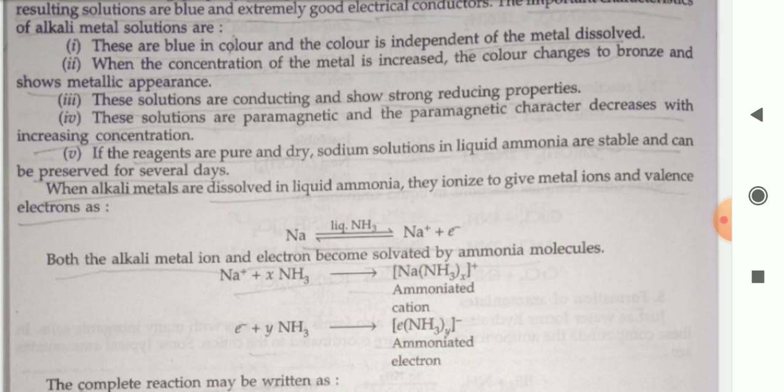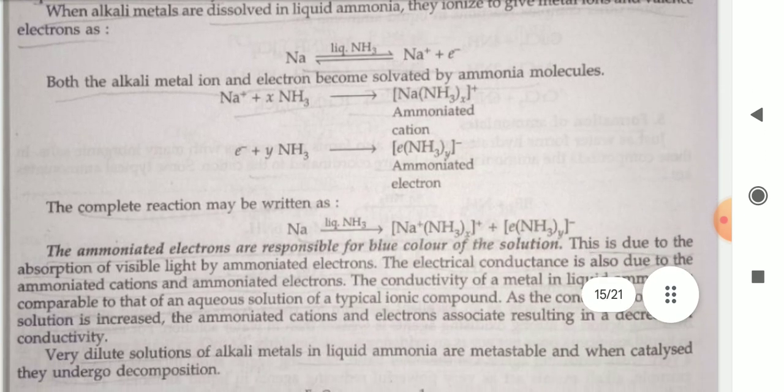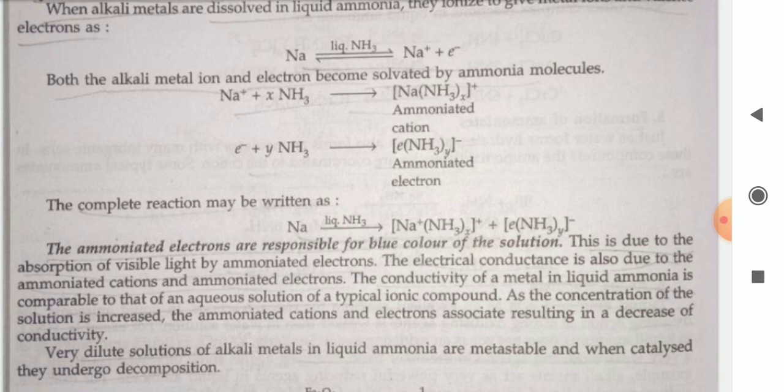The complete reaction may be written as Na gives Na+ (NH3)x plus e- (NH3)y. The ammoniated electrons are responsible for the blue color of the solution. This is due to the absorption of visible light by the ammoniated electrons. The electrical conductance is also due to the ammoniated cation and ammoniated electron.